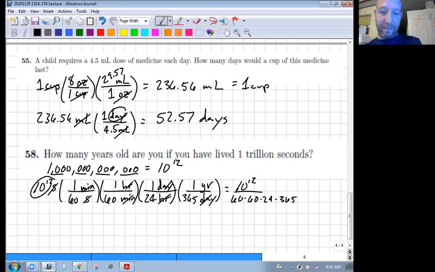Divided by 60. Divided by 60. Divided by 24. Divided by 365. 31,709.79 years. So depending on how you calculate this in your calculator, it's going to round differently. Last time I did it, I got an even 30,000. But if you enter it all at once, you get the most accurate answer here: 31,709.79 years. A trillion seconds.